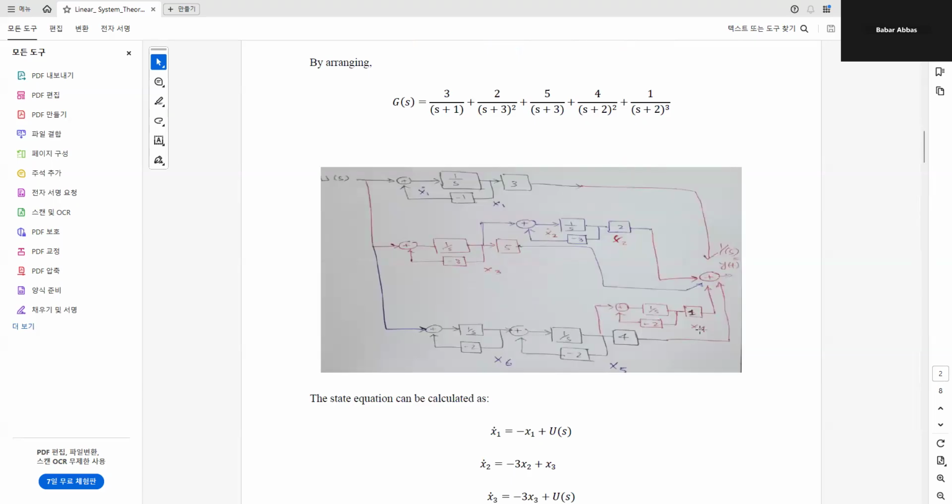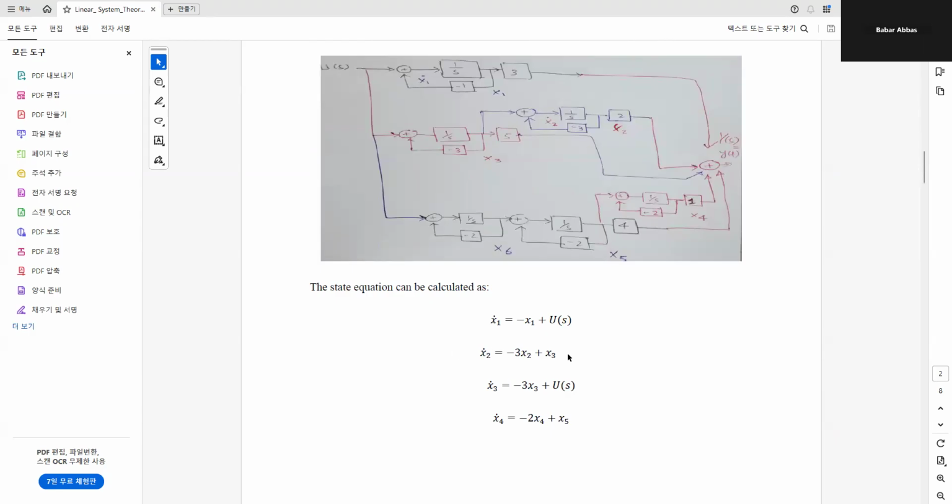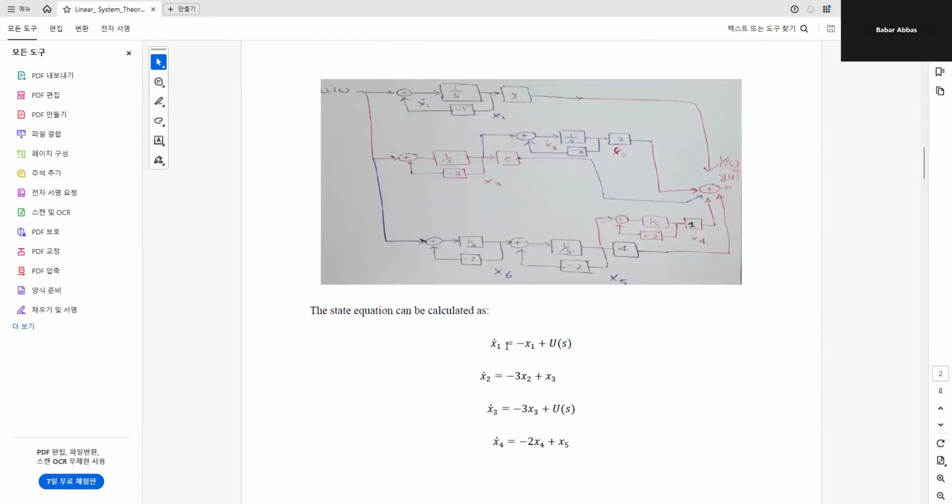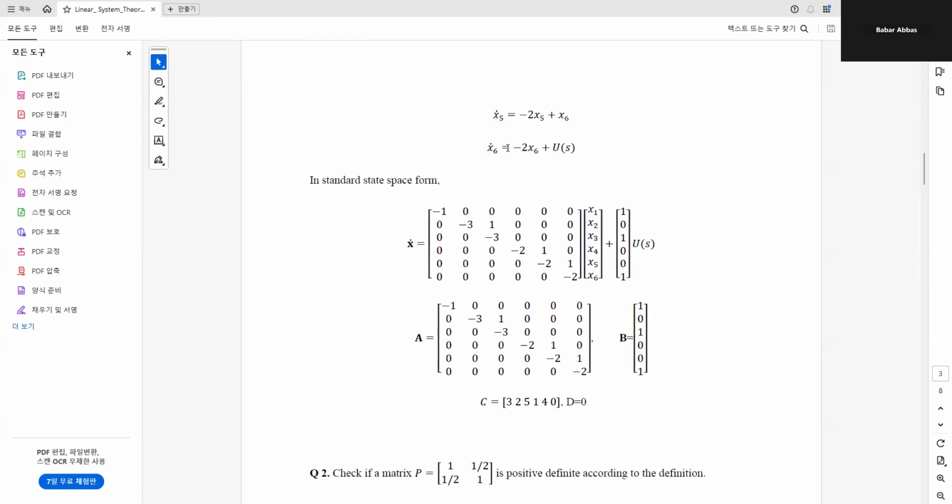Similarly, we have x4 term: x4 dot is equal to minus 2 times x4 plus x5. Similarly, x5 dot is equal to minus 2 times x5 plus x6, and x6 dot here is equal to minus 2 times x6 plus u of s. So this is represented over here. x1 dot is equal to minus x1 plus u of s, and similarly x2, x3, x4, and x5 up to x6 are represented over here.